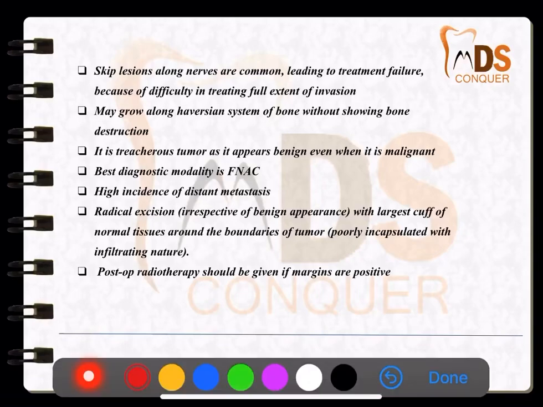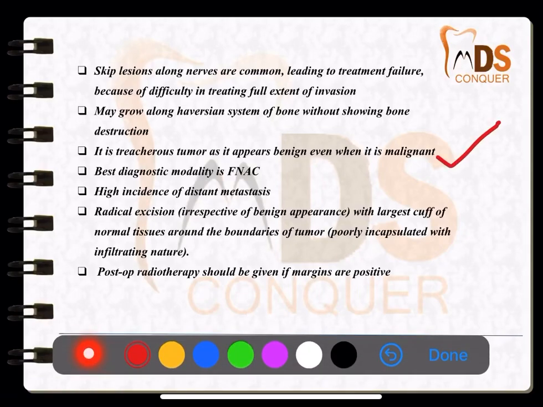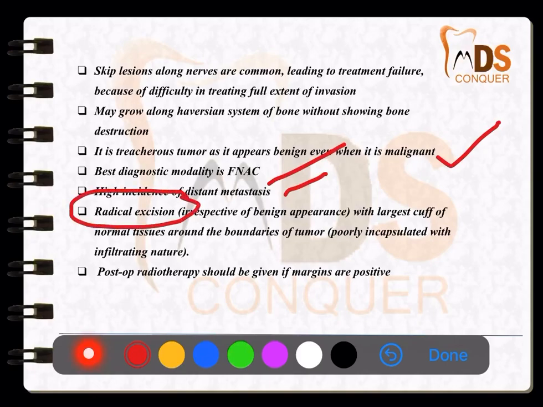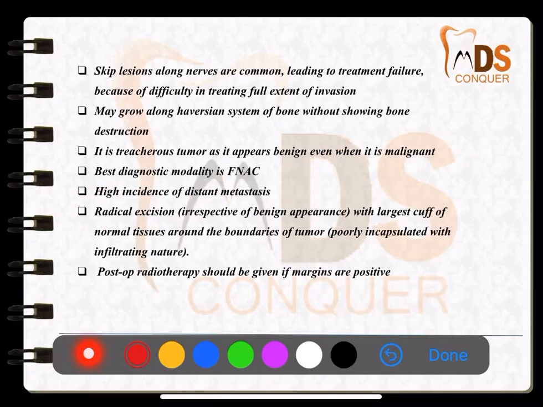So that is very important. Best diagnostic modality is FNAC, and there is a high incidence of distant metastasis. Radical resection, even if it appears to be benign, radical excision with the largest cuff of normal tissue surrounding the borders of the tumor is very important. Though it is benign, you are not supposed to go with a simple superficial parotidectomy. The radical resection has to be done because it is poorly encapsulated with an infiltrating nature.